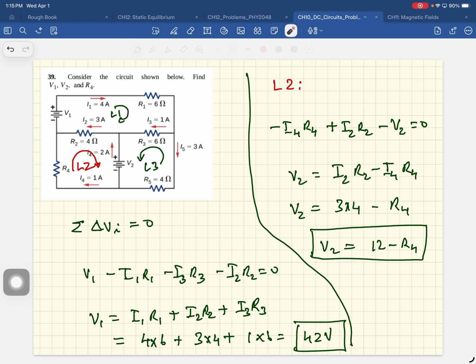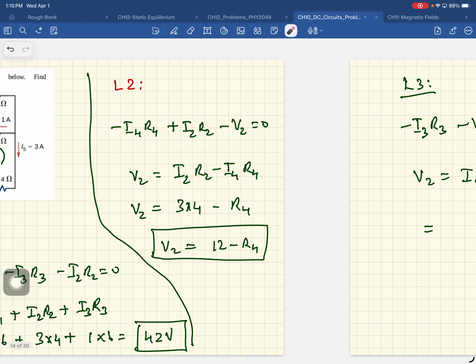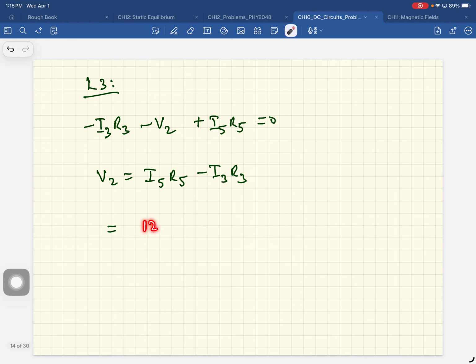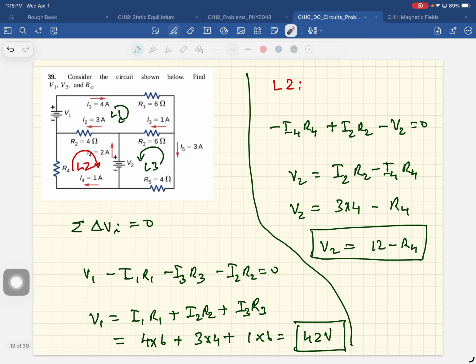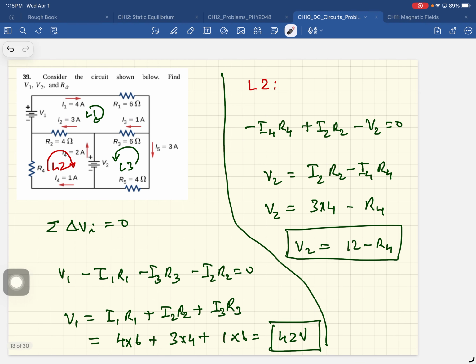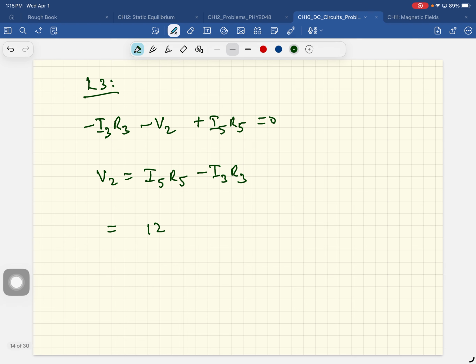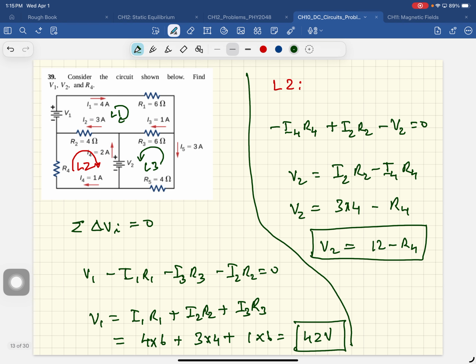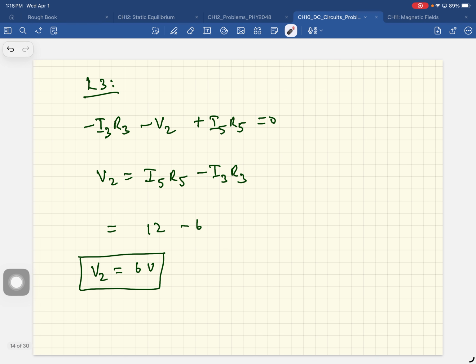I5 R5 is 3 times 4, 12, and I3 R3 is 1 times 6, minus 6. So V2 is 6 volts. And now that we have V2, we can put that in here. So R4 will be 6 ohms.